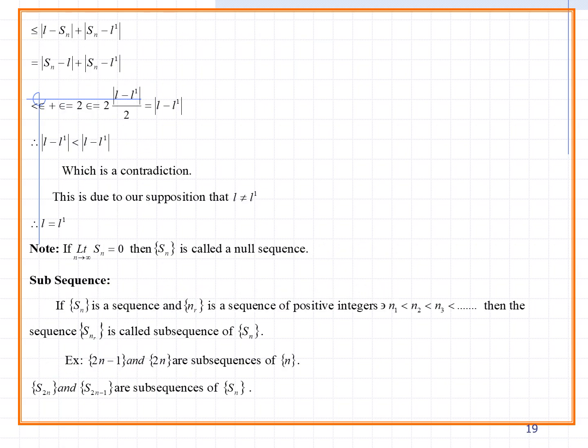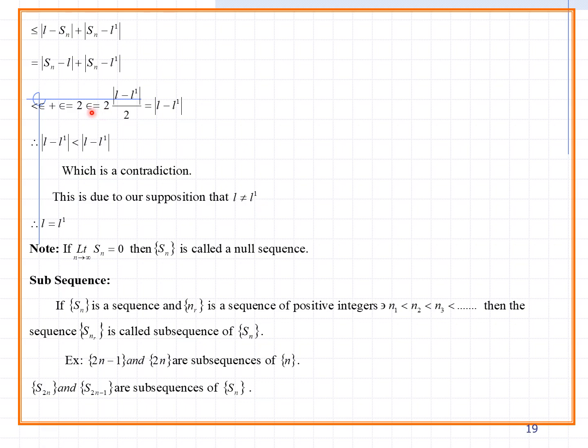Next, this modulus I can separate into two: modulus L minus Sn plus modulus Sn minus L dash. L minus Sn is a modulus, and with modulus you can treat a negative value as positive, so L minus Sn is treated as Sn minus L. The second term is as it is. By the convergence principle, modulus Sn minus L is less than epsilon, and at the same time this value is less than epsilon. Epsilon plus epsilon is 2 epsilon.